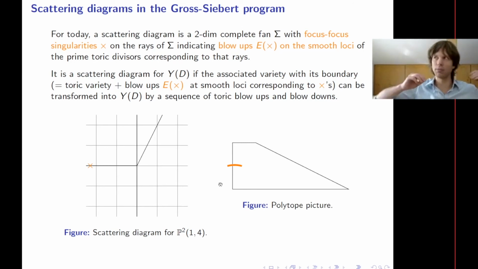Why should that make sense? Well, the Gross-Siebert program is dictated by Gromov-Witten theory. Gromov-Witten theory is invariant under logarithmic modification. This sequence of toric blow-ups and blow-downs are logarithmic modifications. Therefore, all the enumerative information will be the same. We just need to remember that we allow ourselves to blow up some smooth points on the boundary. And this changes the interior, obviously, because that thing is no longer toric.